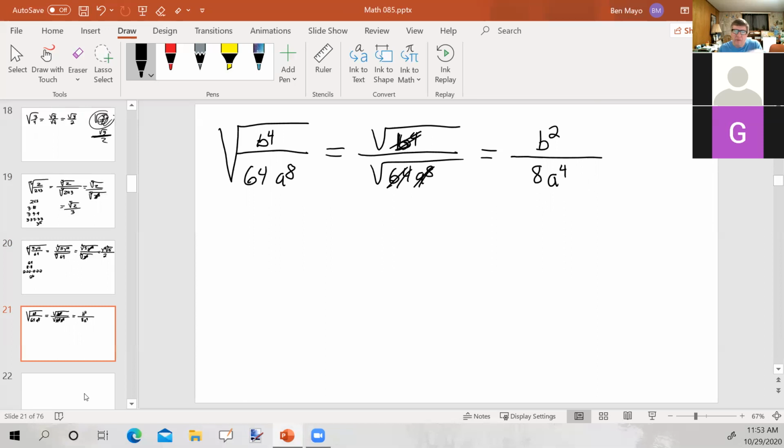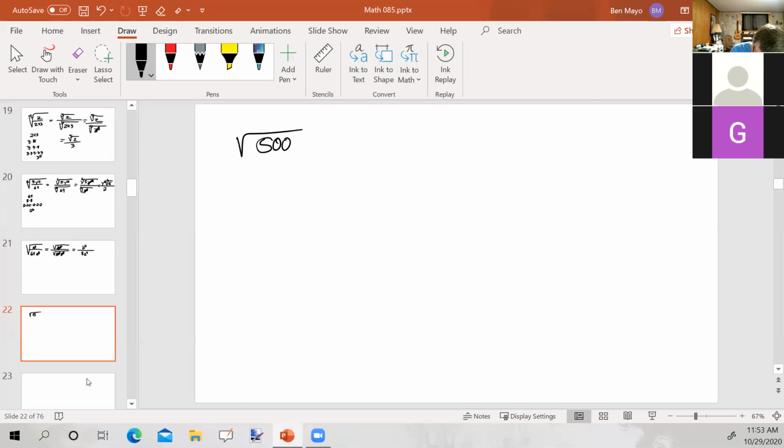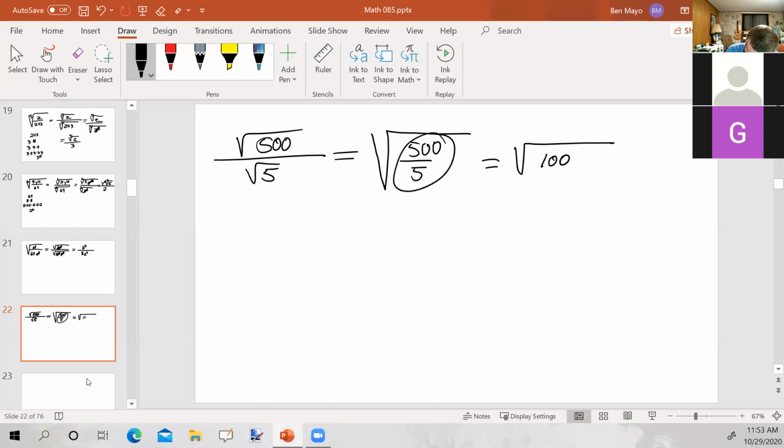We've been taking fractions inside of radicals and separating them into two different radicals. Let's go the other direction now. Are we good to go on? Yes. Let's say we've got the square root of 500 over the square root of 5. Since we're dividing two radicals with the same index, we can put them together as a single radical. Why do that? Because now I can go inside and reduce that down, and the square root of 100 is 10.